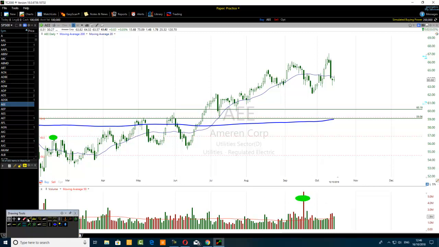All right, you want to find the best setup. So there was the volume spike right there, yes or no? After that, what's happening? What did the price do? Here it is.